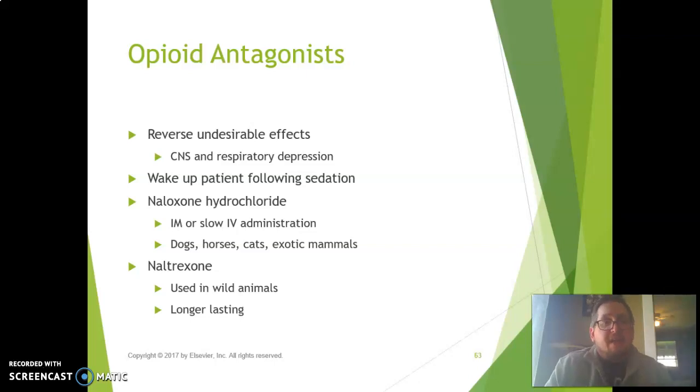Anytime we use an antagonist, the goal is to reverse the undesirable effects. We are trying to wake up a patient following sedation, although I will say most of the time these opiates are used in painful procedures, and we don't want to reverse them unless we absolutely have to do it. The most common one is naloxone, and unfortunately there may be some people that are watching this video that may have it in their house, and it's not due to anything in veterinary medicine. It is what's usually used to reverse a heroin overdose, unfortunately. Naltrexone is another one, but this is usually used more in wild animals, and it's much longer lasting.